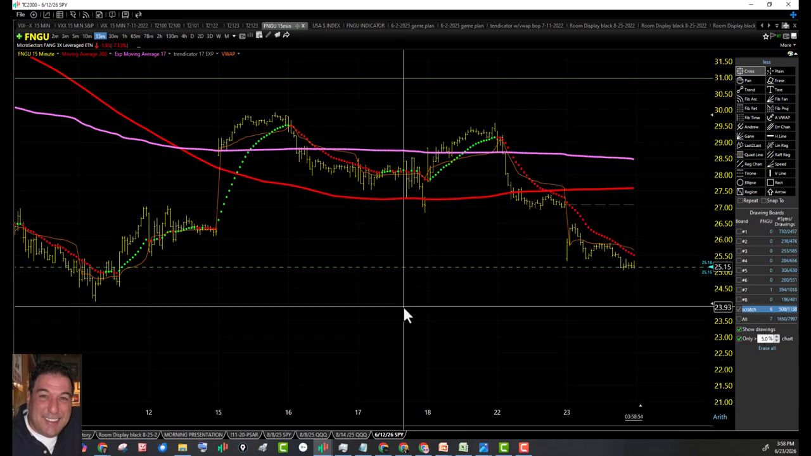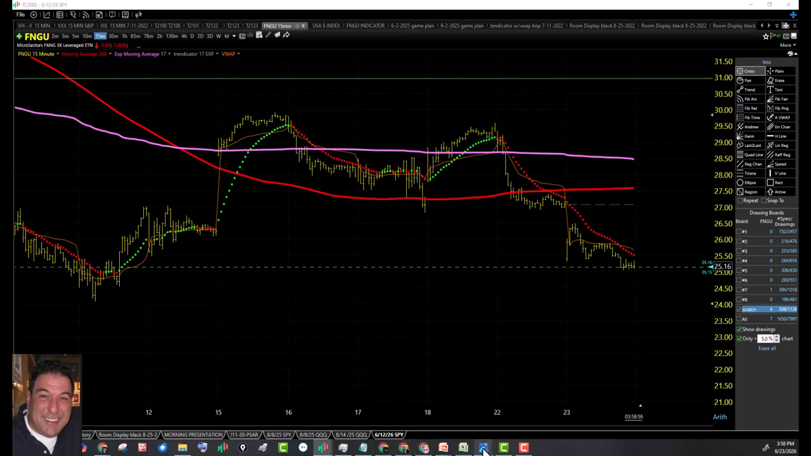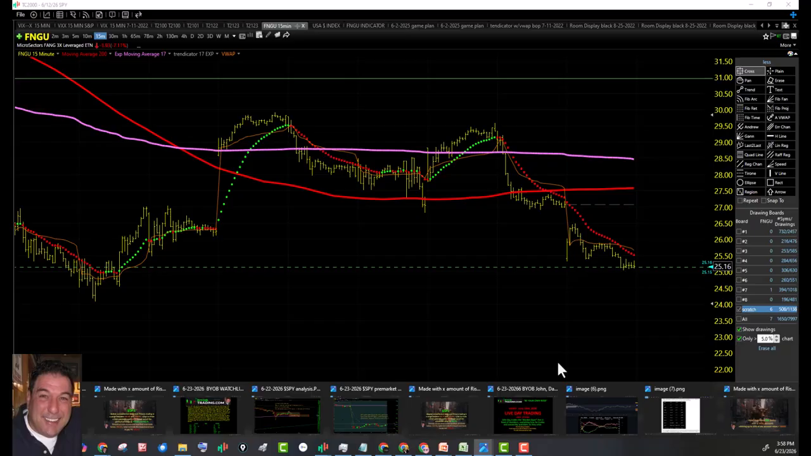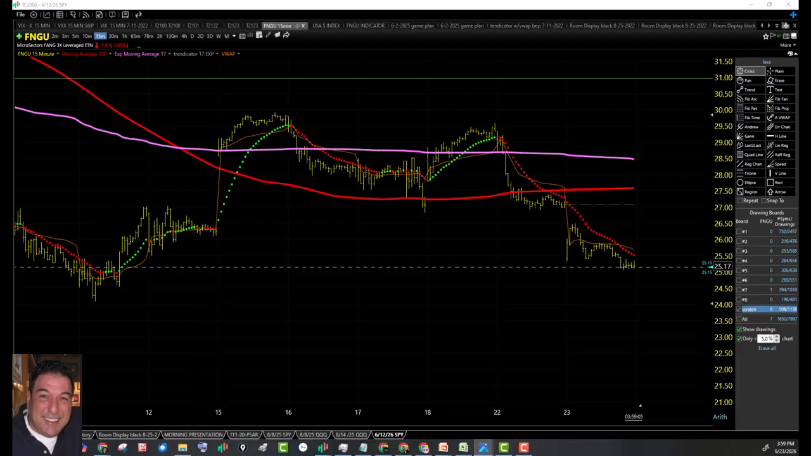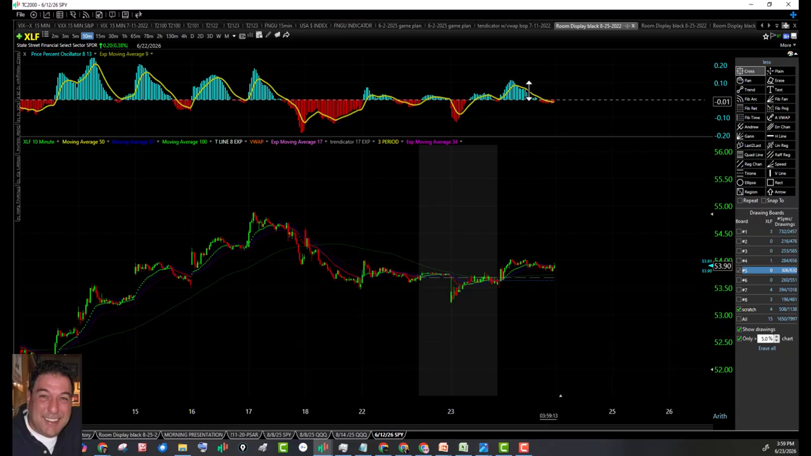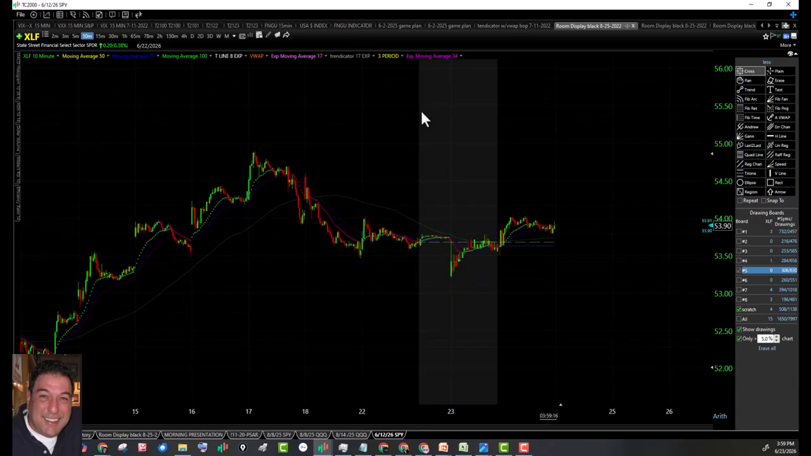All right, let's take a look at the guidance this morning. See if I can hook us up with that. Okay, right here. Bearish consolidation observed in the pre-market. Let's move it out of the way. Let's go back to the chart, and we're talking about SPY. Let's move this up. Let's go to SPY.